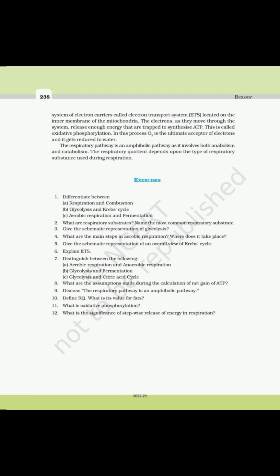It is located on the inner membrane of the mitochondria. The electrons, as they move through the system, release enough energy that is trapped to synthesize ATP. This is called oxidative phosphorylation. In this process, O2 is the ultimate acceptor of electrons, and it gets reduced to water. The respiratory pathway is an amphibolic pathway, as it involves both anabolism and catabolism. The respiratory quotient depends upon the type of respiratory substrate used during respiration.